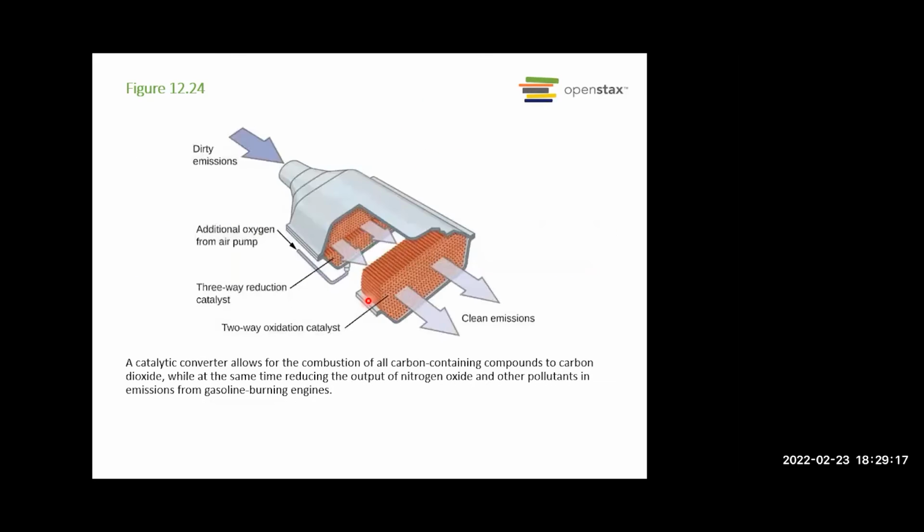Okay, and we use this process in the catalytic converter, in cars and stuff like that. It's using a catalyst to allow for the combustion and then the production of clean emissions.